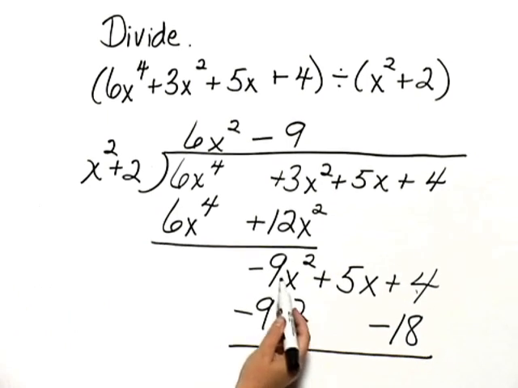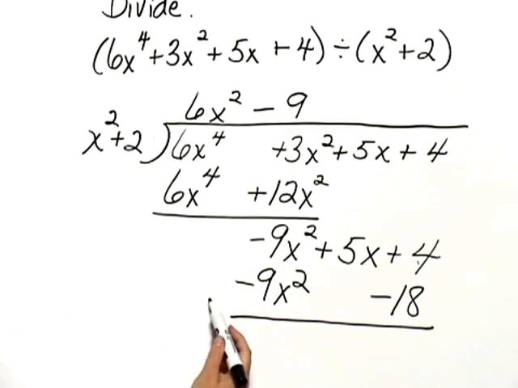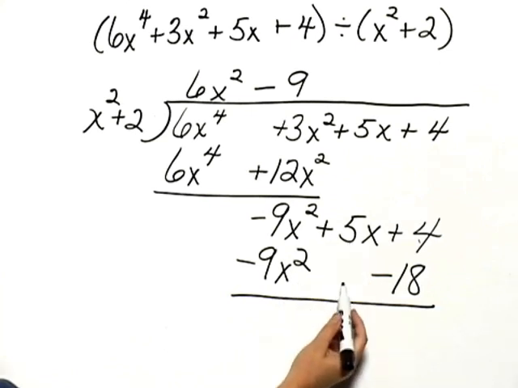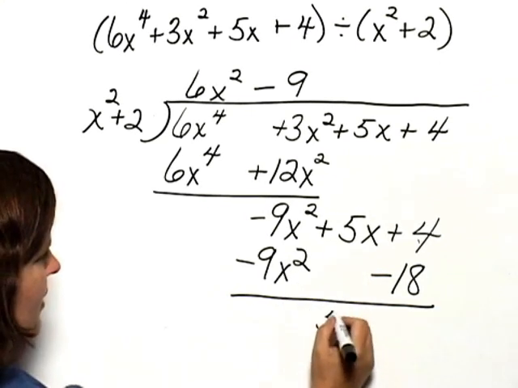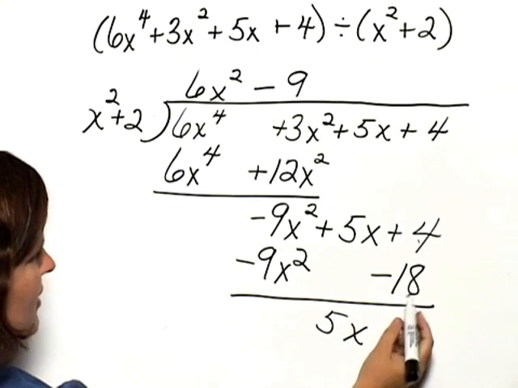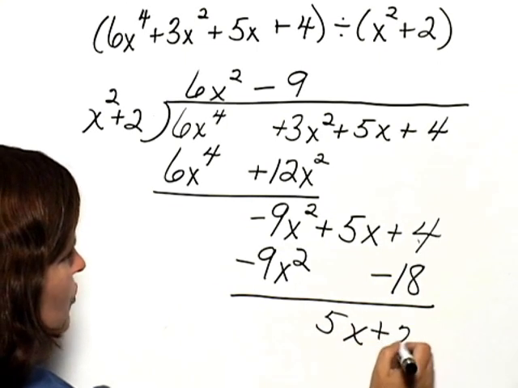Now when I subtract, negative 9x squared minus negative 9x squared is 0. 5x minus 0x would be 5x. And 4 minus negative 18 would be plus 22.